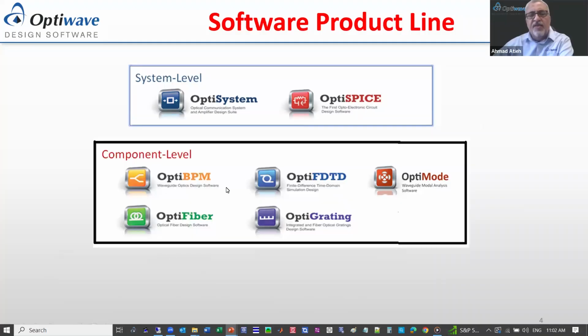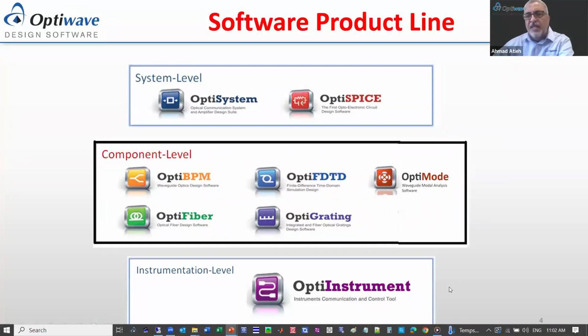And then the component level category, which includes the mode solver, OptiMode, and then the finite difference time domain software, which is OptiFDTD, and beam propagation method, OptiBPM, and the fiber design, with which you can design any type of fibers, single mode, multi-mode, and different index profiles. And then the OptiGrating, with which you can design fiber Bragg gratings, long period, short period, tilted gratings, in this kind of software.